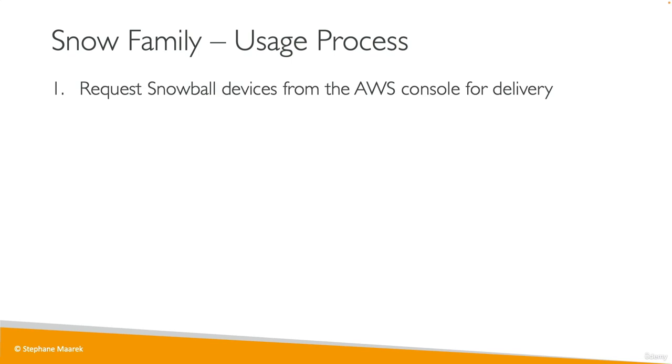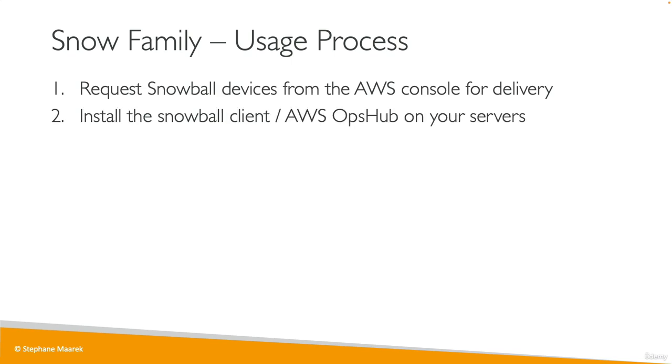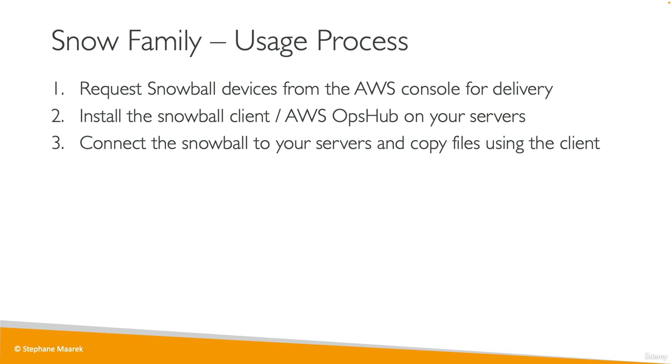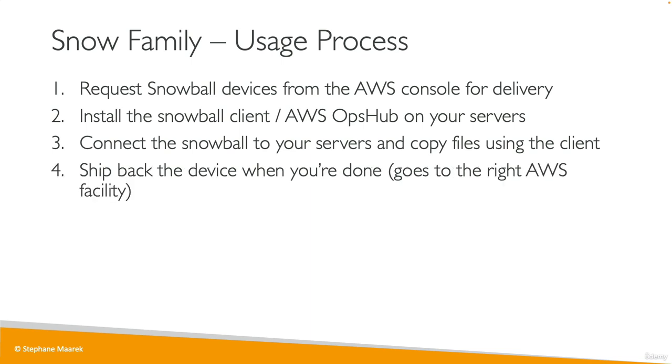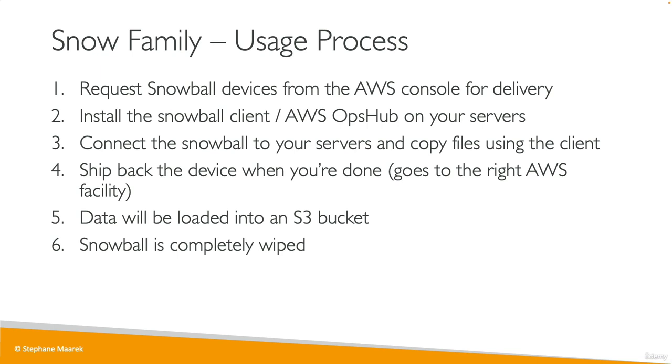So we first request the Snowball device from the AWS console for delivery. Then we install the Snowball client or something called AWS Ops Hub on our servers to transfer data. Then we connect the Snowball device to our server and we start copying files using the client. And then we ship back the device when we're ready. It goes directly into an AWS facility. The data is going to be loaded onto an Amazon S3 bucket, and then your Snowball is completely wiped and can be sent to another customer.